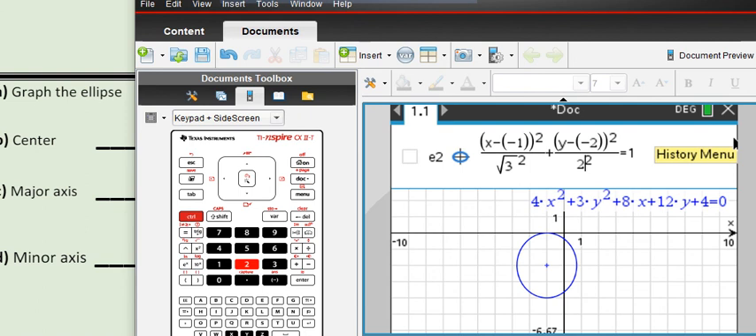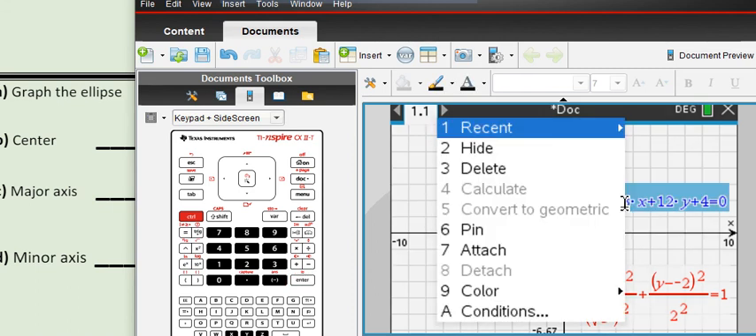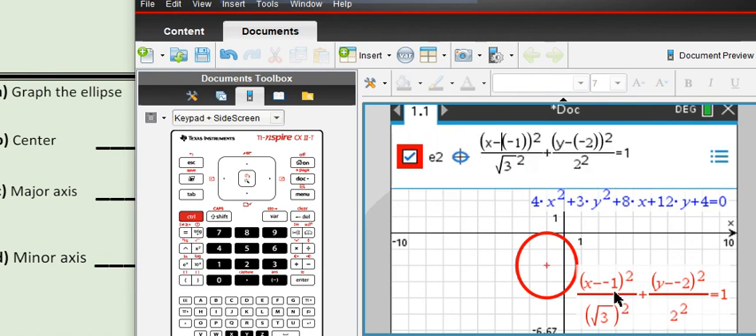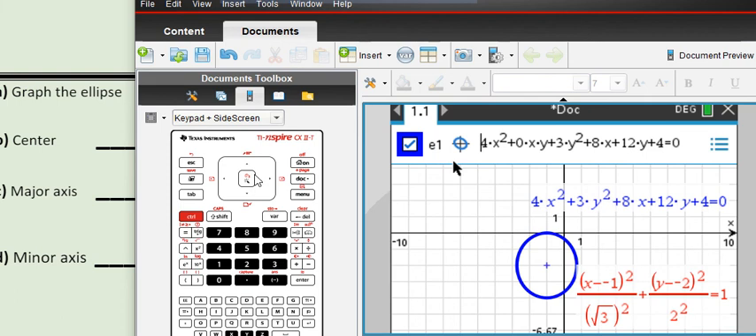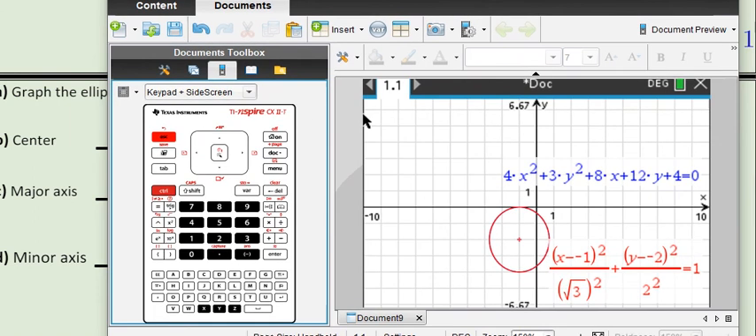Press enter, and notice we just verified that both of these ellipses are the same exact graph. If I toggle back and forth, you see how I'm taking either one. And now I can take a picture of this graph and put it in my document.